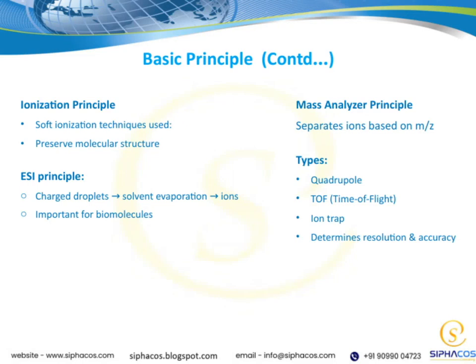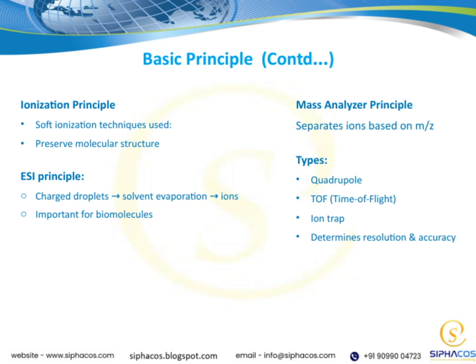Let's take a closer look at the mass analyzer principle. Essentially, it separates ions based on their mass-to-charge ratio, or m/z. This is fundamental because it allows us to identify and quantify different ions in a sample. There are several common types of mass analyzers, including the quadrupole, time of flight or TOF, and ion trap. Each of these has its own strengths, especially when it comes to determining the resolution and accuracy of the measurements.